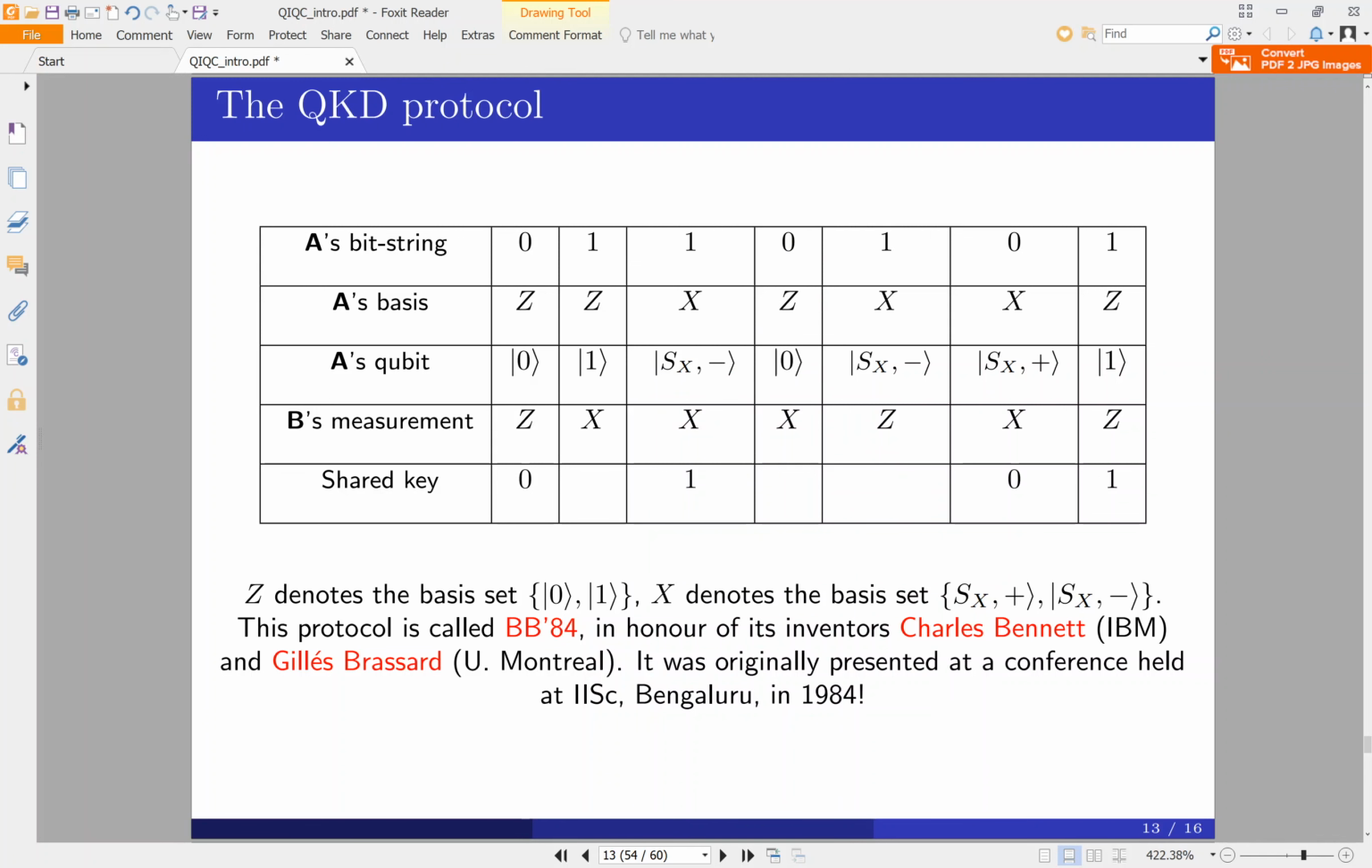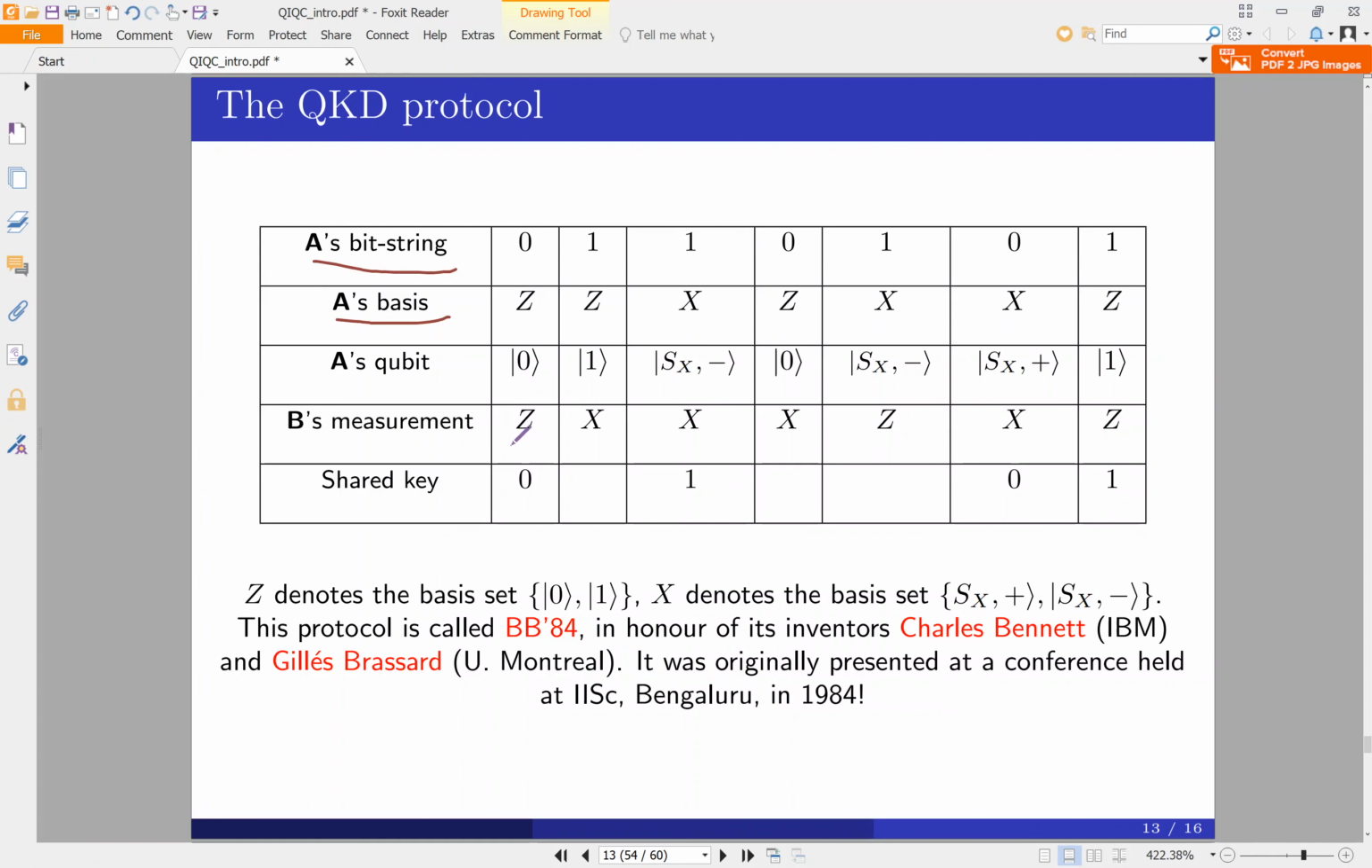So you can populate this table now, right? So the qubit that A sends could either be 0, 1, Sx plus or Sx minus, depending on two things, depending on the bit string, depending on the basis, right? Now, B is receiving all these qubit states. B has to measure in order to retrieve this classical information which is in the first row, right? But what basis must B measure in? B doesn't know. So B is going to make a random choice.